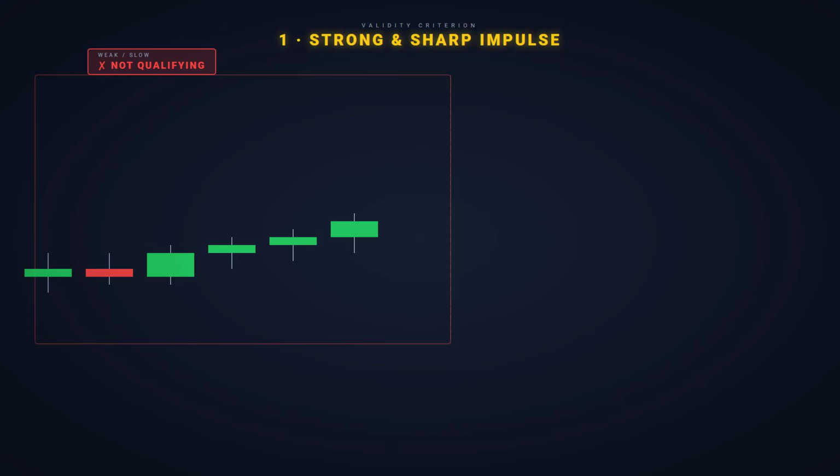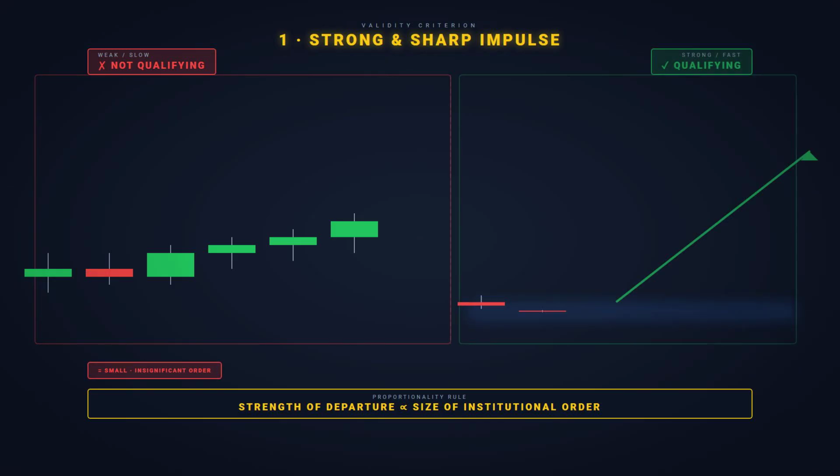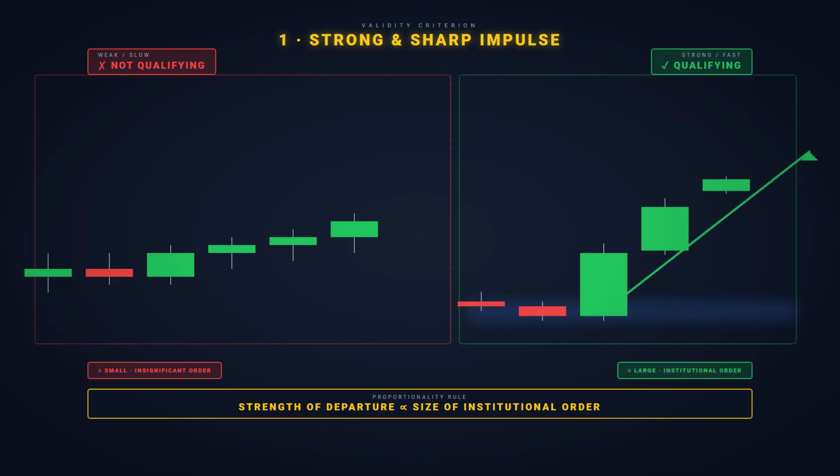The reason this matters mechanically is proportionality. The strength of the departure from a zone is directly proportional to the size of the institutional order placed inside it. A weak, slow move away from a candle means a small, insignificant order. That's not an institutional footprint. A strong, fast impulse means a large order was placed. That's what you're looking for. If the move away from the candle doesn't stand out visually on your chart, the order inside that candle wasn't significant enough to act as support or resistance when price returns.